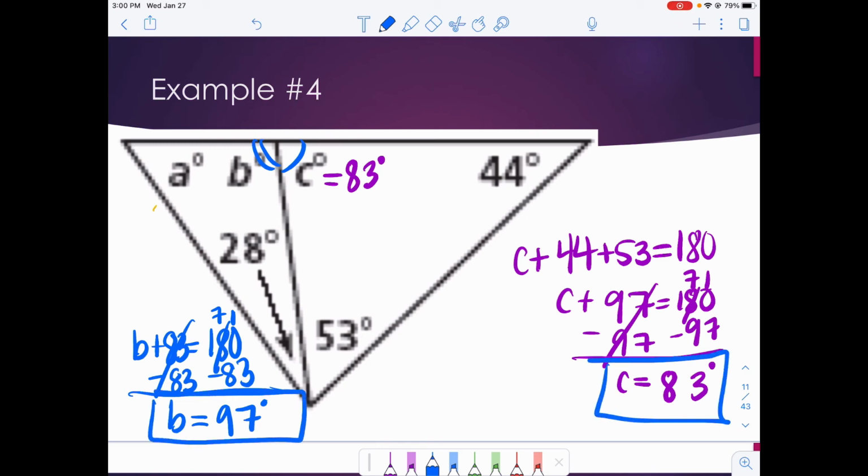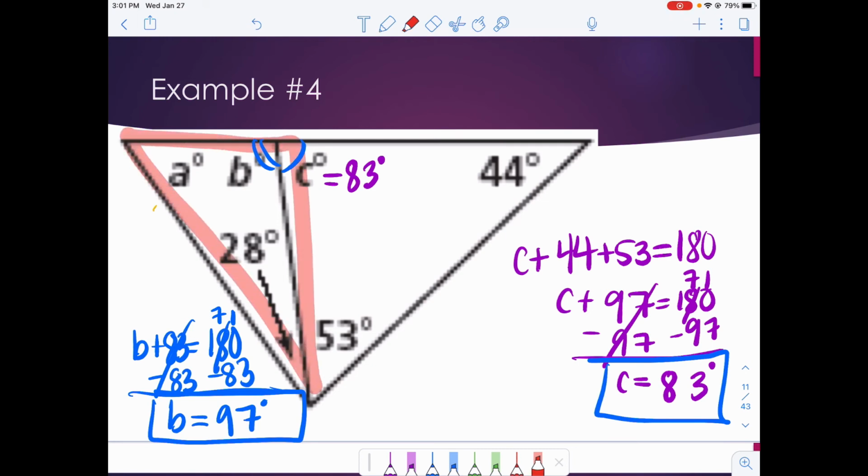So I found B and C for you. I want you to go ahead and pause the video and find A. All right, now that you've paused the video, there are so many ways that you can do all of these different variables. It's totally up to you on how you choose to do them. So for A, what I'm going to do is use my smaller triangle, this triangle here.